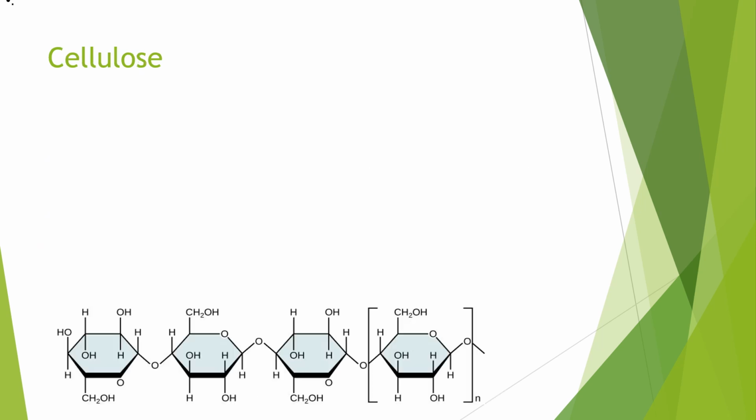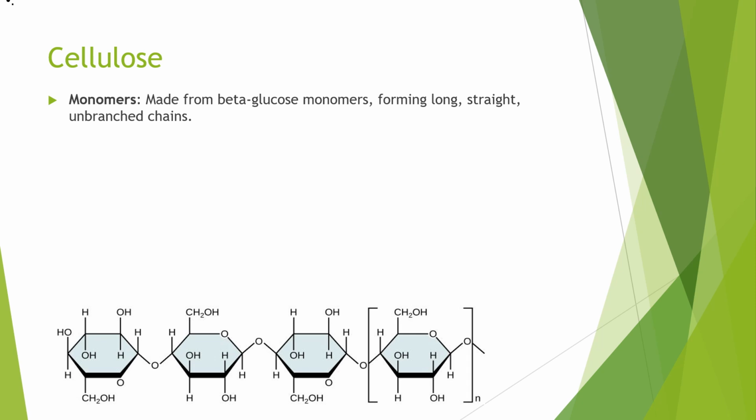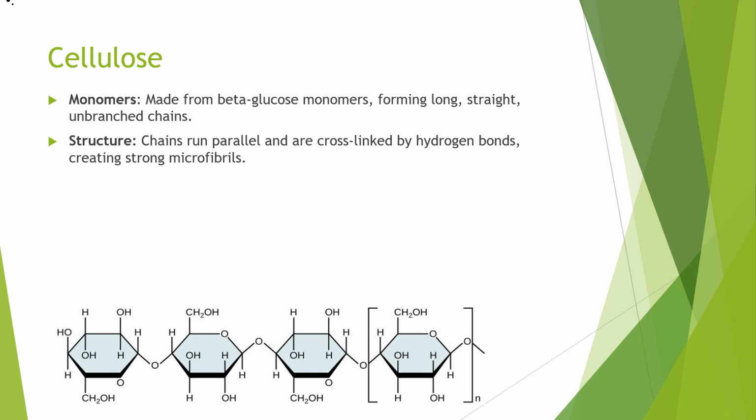Finally, let's take a look at cellulose, a polysaccharide that plays a crucial role in plant cell walls. Cellulose is made from beta-glucose monomers, which form long, straight, and unbranched chains. The key feature of cellulose is that the glucose molecules are linked by beta-1,4 glycosidic bonds, which causes the chains to be straight rather than helical. These chains run parallel to each other and are held together by strong hydrogen bonds, which create a network of crosslinks between the chains. These crosslinks form microfibrils, which are very strong and contribute to the structural integrity of the plant cell wall.